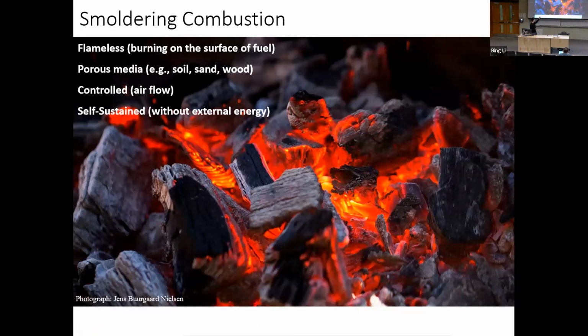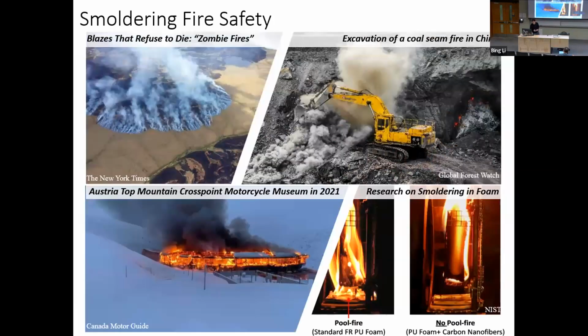As you can see here, when you see charcoal briquettes glowing red and slowly burning away, that is the process of smoldering. And as seen from this charcoal barbecue, smoldering has the potential to be self-sustained. So once the charcoal is ignited properly, no more external energy is needed to support this smoldering reaction. And therefore, smoldering fires are extremely challenging to extinguish. Sometimes they are called zombie fires.